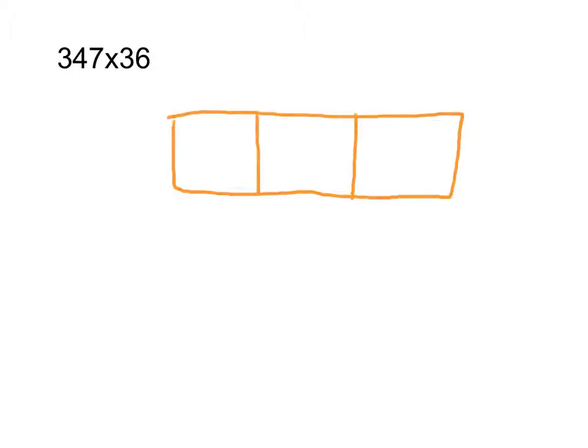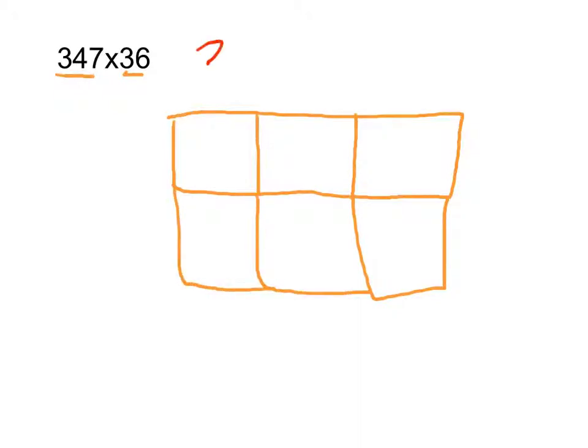You're going to first draw your boxes. Since your first digit is 347, you need 3 different boxes going across. Your next digit is 36, so you need 2 boxes going down. Now that you have 2 boxes going down and 3 going across, you're going to fill it in so it looks like a rectangle. Go ahead and write in your problem 347 times 36.